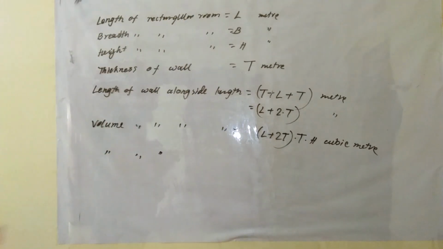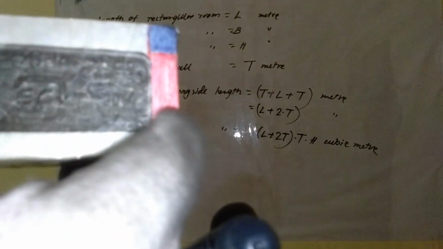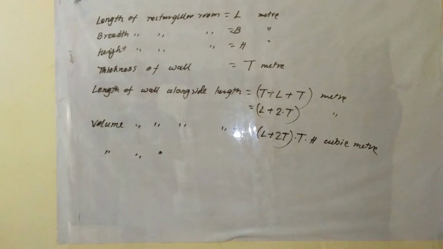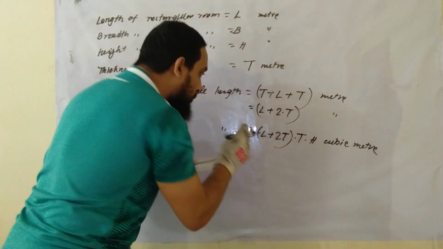And how many walls are there alongside length? Look here, there are 2 walls alongside it. One is this one and another is that one. Similarly, there are two walls alongside breadth, but look at that very carefully. When we take the thickness alongside length, we already consider this blue part, right? So okay, first there are two walls alongside length, so two for two walls.